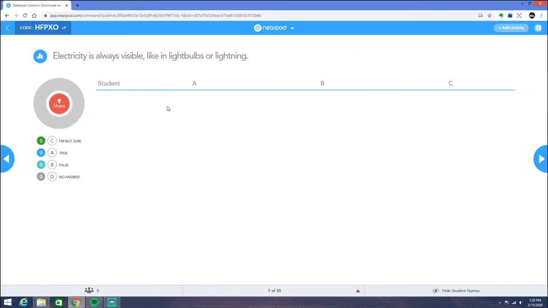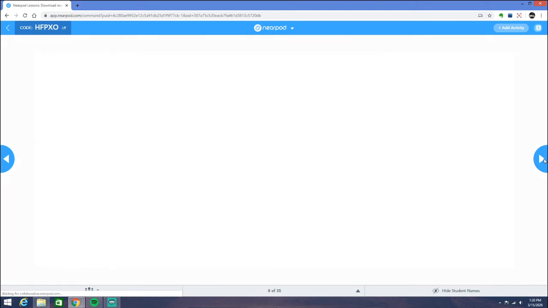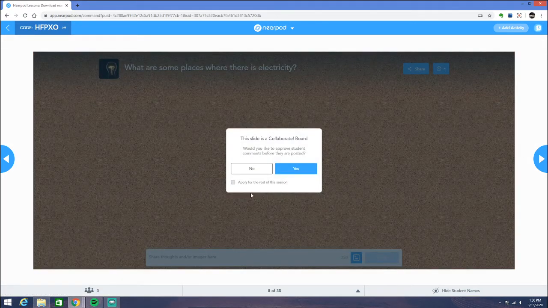Right here you have a quiz. It's more like a poll. Electricity is always visible, like in light bulbs or lightning. You're going to go in there and answer that poll. Tell me what you think. If you're not sure, choose true, false, or no answer. Is electricity always visible? So start doing that.